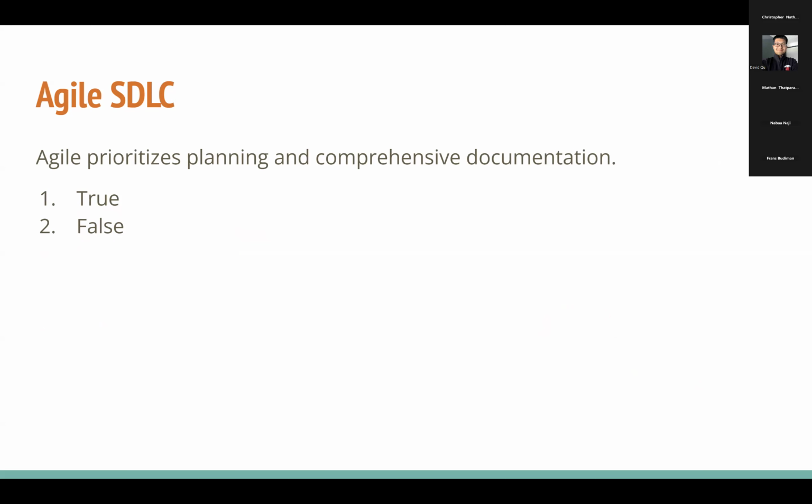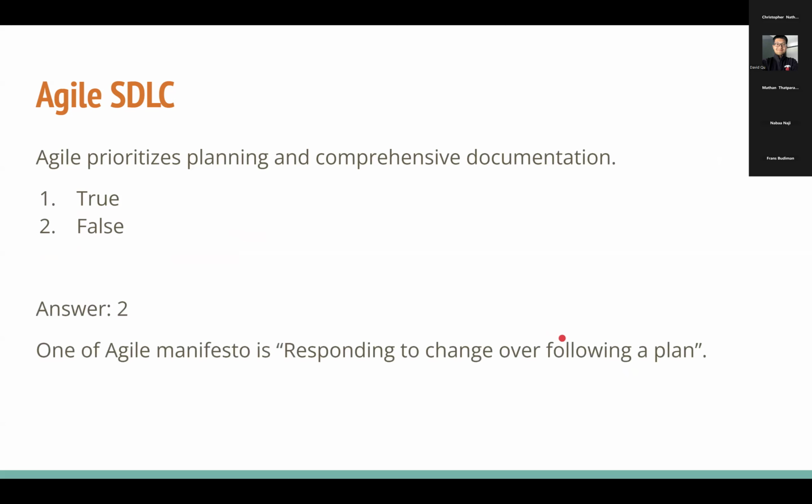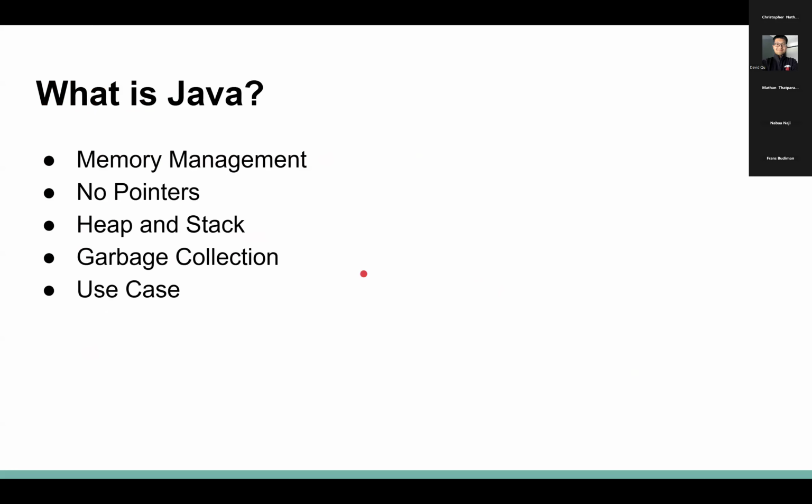Very simple. Just type it down in the chat. Two, yes, true. This is, I mean, it's false. One of the Agile Manifesto values is responding to change over following a plan. So yeah, the priority is not in planning and comprehensive documentation.